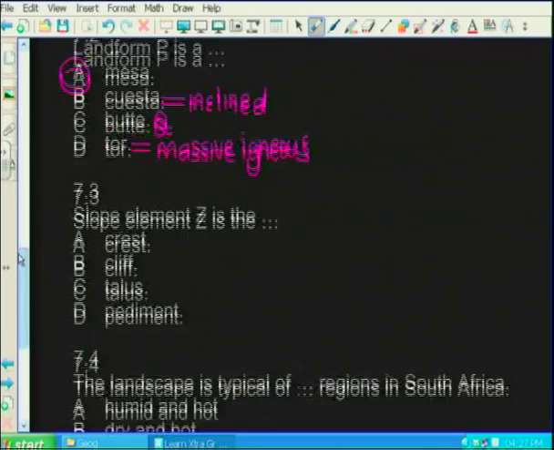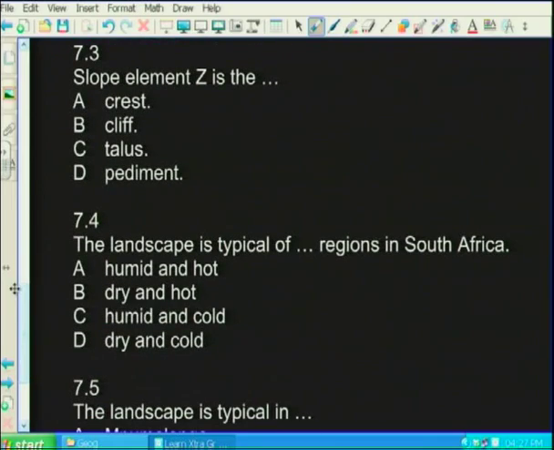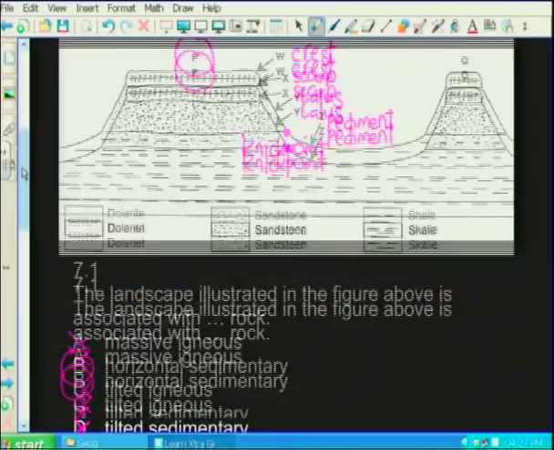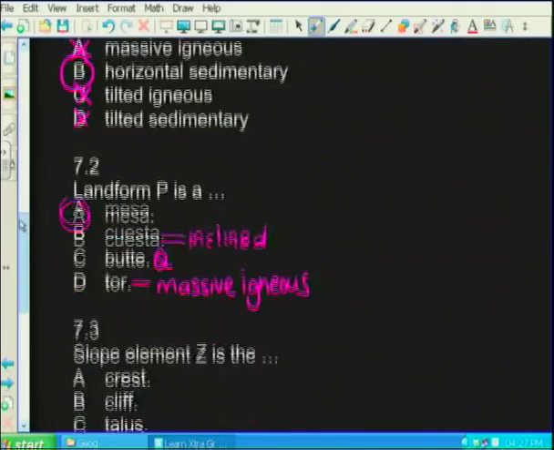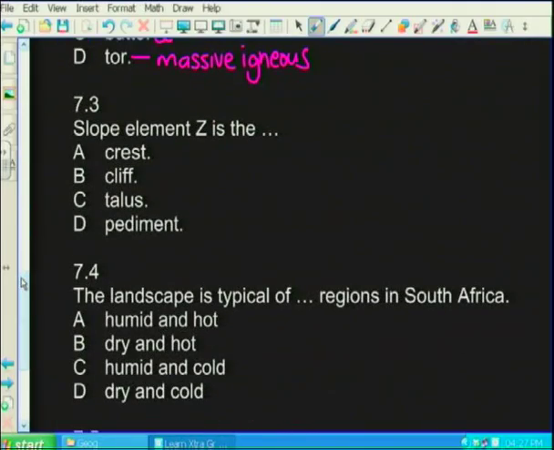Okay, 7.3. Slope element Z. If we look at the diagrams before we look at the questions, some of our answers might already be obvious to us. So if we go and look at the diagram now, slope element Z is over there. We've already labeled it as the pediment slope. So our answer is D.